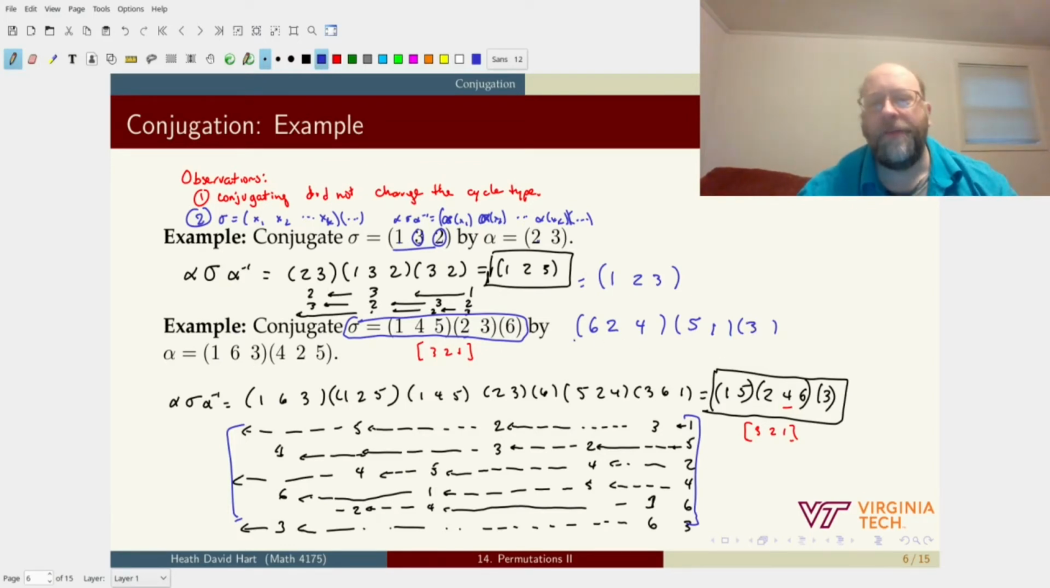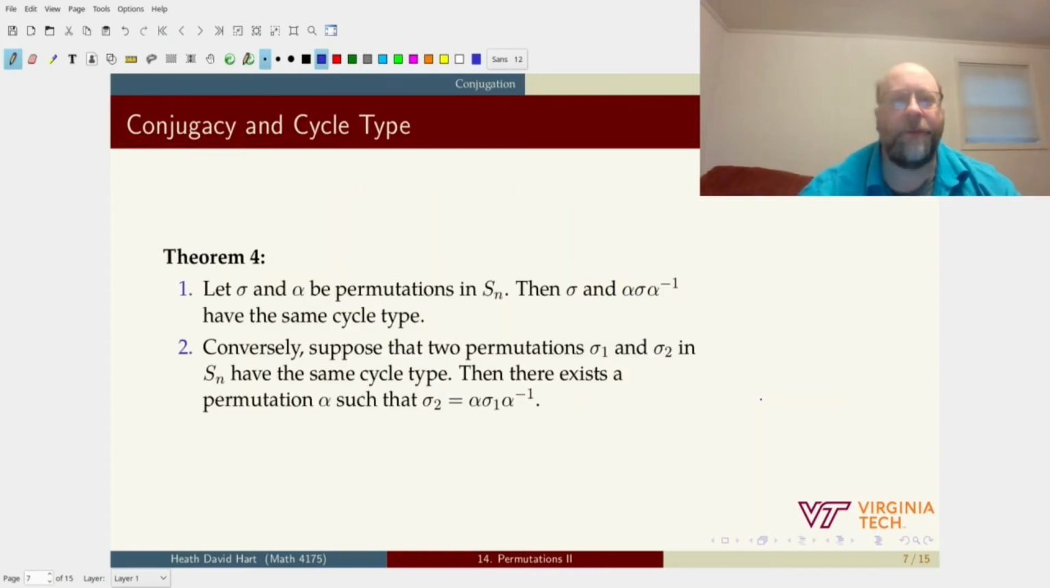And I've written this differently than the answer we got here, but it's the same permutation. The elements 2, 4, and 6 cycle around. I've just written this with the 6 in the front this time, but 2 goes to 4, 4 goes to 6, 6 goes back to 2. The elements 1 and 5 switch places, and the element 3 stays exactly the same. And so we have a shortcut for doing conjugations. All right. Like I said, these are going to be mentioned on the next couple of slides.